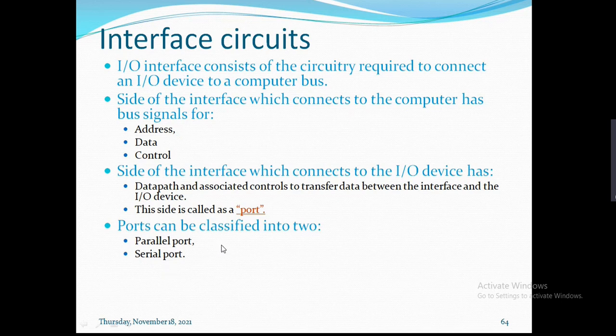If I have this device and I want to connect it, it requires a port. Can you see there is a port so that I can connect this device? Even this wireless mouse needs an interface, which is also connected through the port. That port can be classified into parallel port or serial port. Parallel means it transmits the data parallelly. Serial means only one bit at a time. You should know this.